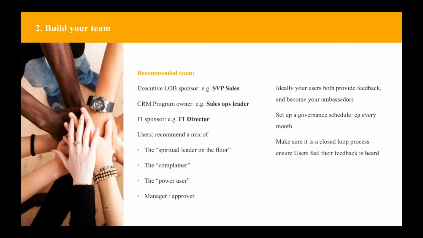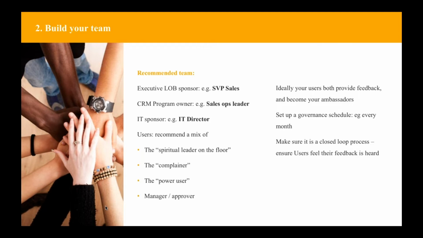You have an executive line of business sponsor. In a sales automation use case that typically might be a sales leader, right, an SVP of sales. If it's a service use case, could be SVP service. And then sometimes, and this depends on the size of the company and the complexity of the deployment, you might have a program owner that's a sales ops leader as well. You might have an IT sponsor, a VP or director of IT. And then this last piece is really key.